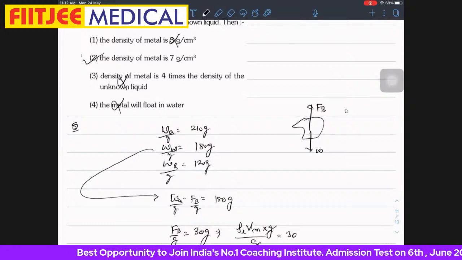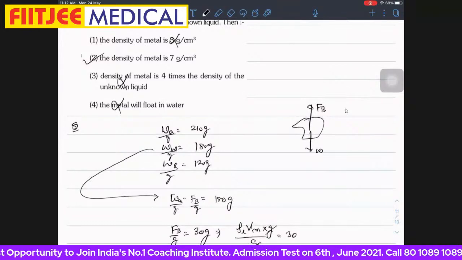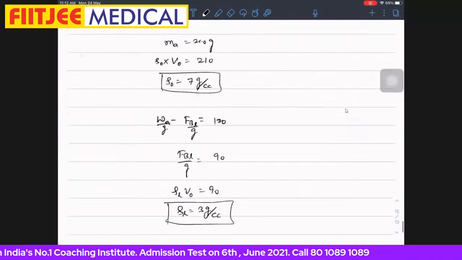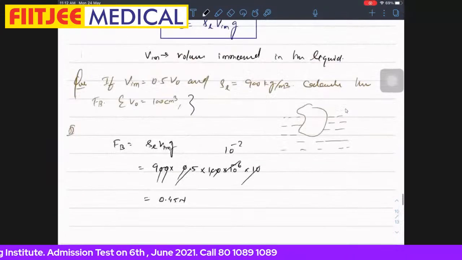Metal will float in water. If it is floating in water, the net force will become 0. So this is how we approach questions related to buoyancy force.